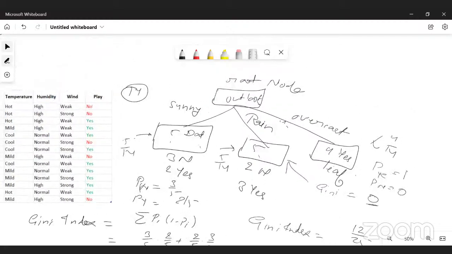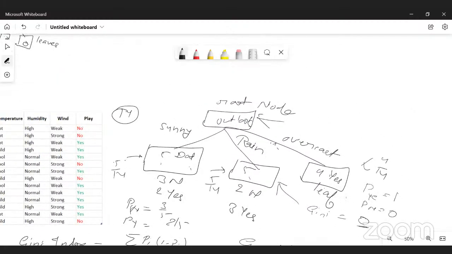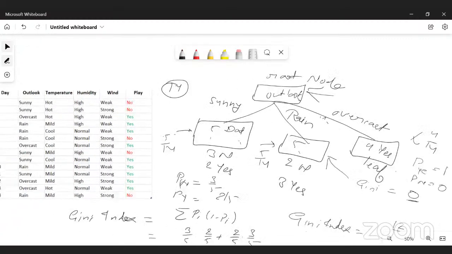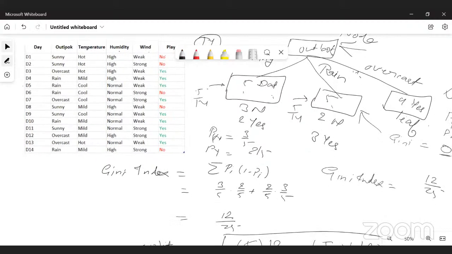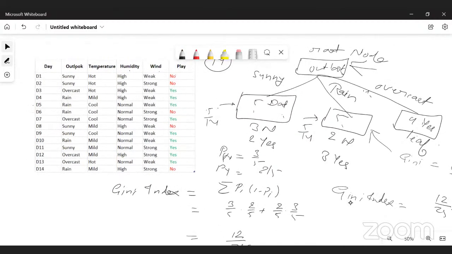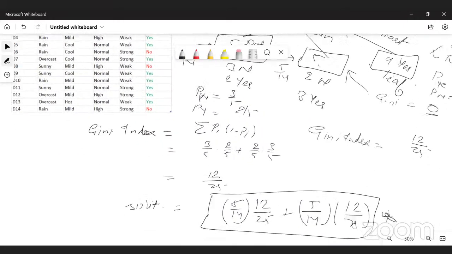Our question was which feature to use at the decision at the root node. So we will find the Gini index for all such features: for Outlook, for temperature, for humidity, wind, and we will see for which feature it is the lowest. We have checked for Outlook. If we use the feature Outlook at the root node, our Gini index will be this.